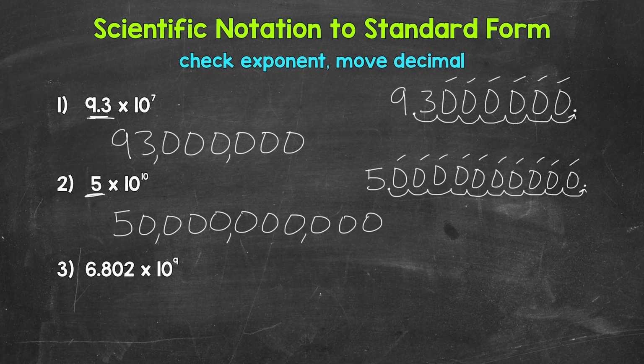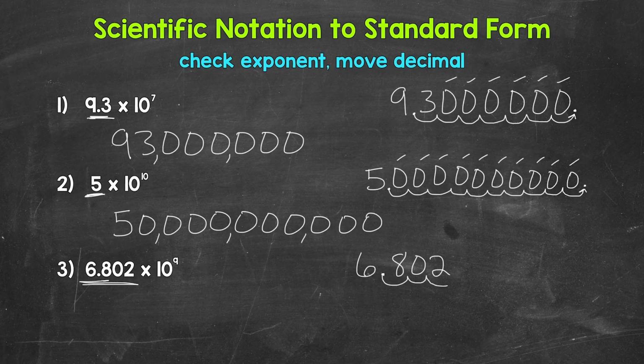Lastly, let's move on to number 3, where we have 6.802 times 10 to the ninth power. Let's write 6.802 off to the side here. And looking at the exponent, we have a 9, a positive 9. So we're working with a large number here. We need to move the decimal 9 places to the right.